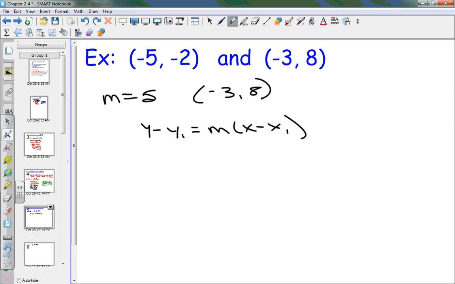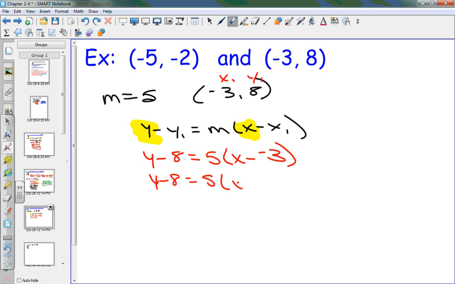So with that said, now what do I do? My point is x1, y1. What stays and what goes in this formula? Y and X stay or go? They stay. So the Y stays and the X stays. Everything else turns into numbers. So that means Y minus 8 is equal to 5 times X minus negative 3. Everybody with me? What's minus a negative? So I have Y minus 8 is equal to 5 times X plus 3.